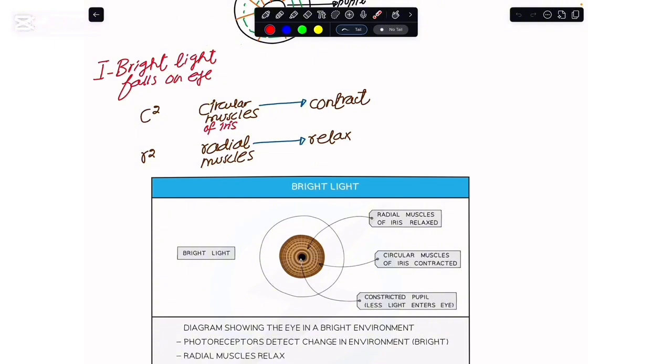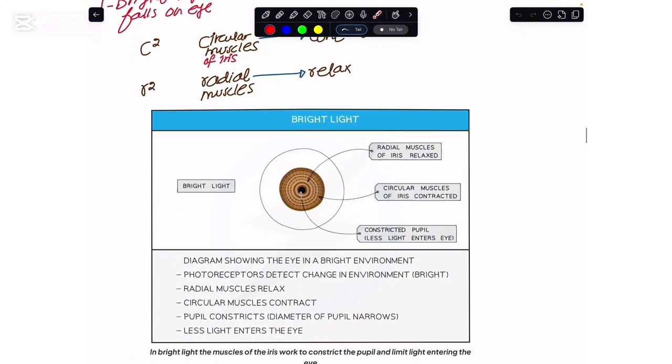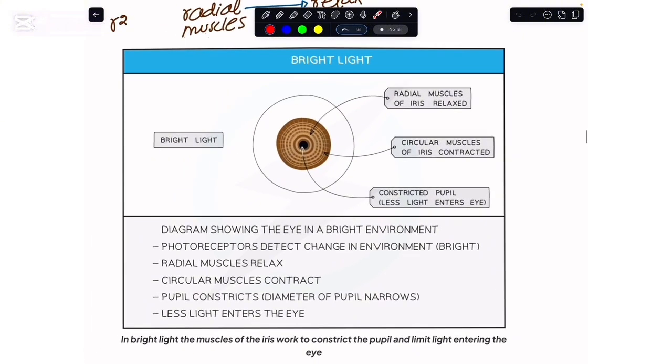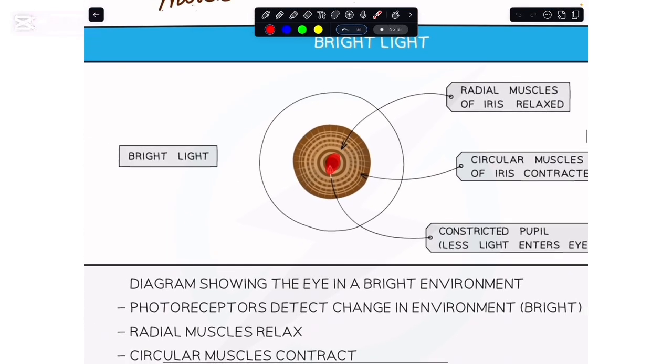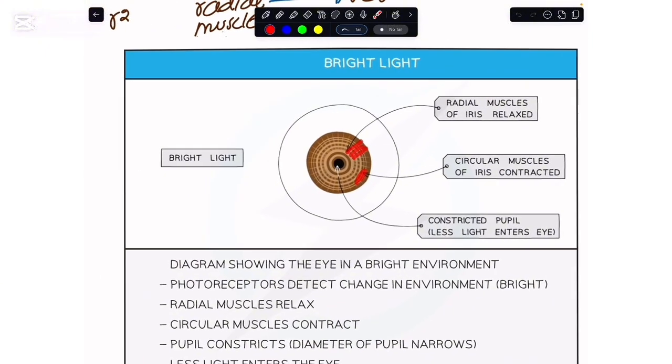So whenever you have to constrict the pupil when exposed to bright light, you would say that the circular muscles of the iris contract and the radial muscles of the eye relax. Now, if you look at this diagram and the explanation written here, we have the pupil at the center, then these circular muscles, and then these muscles are the radial muscles.